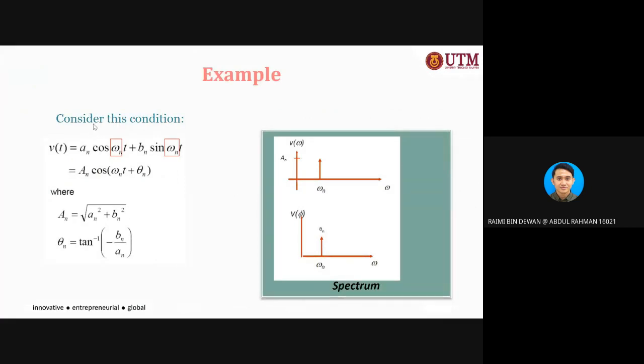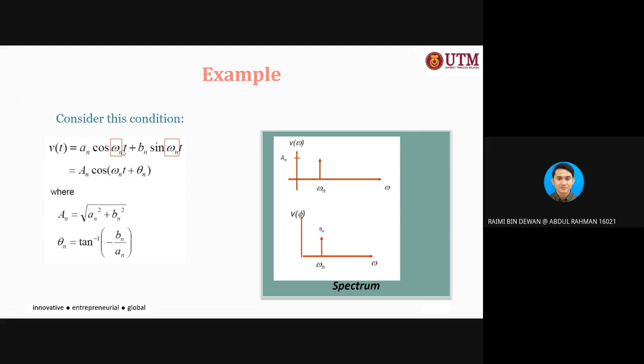Okay, next, consider this condition. Now let's say you have v(t) equals a_n cos omega_n t plus b_n sine omega_n t. Now you see, instead of capital A, now we have small a, and instead of naught we have n. So it is different. They are not the same. That's why later on, please be careful when you write your answer.